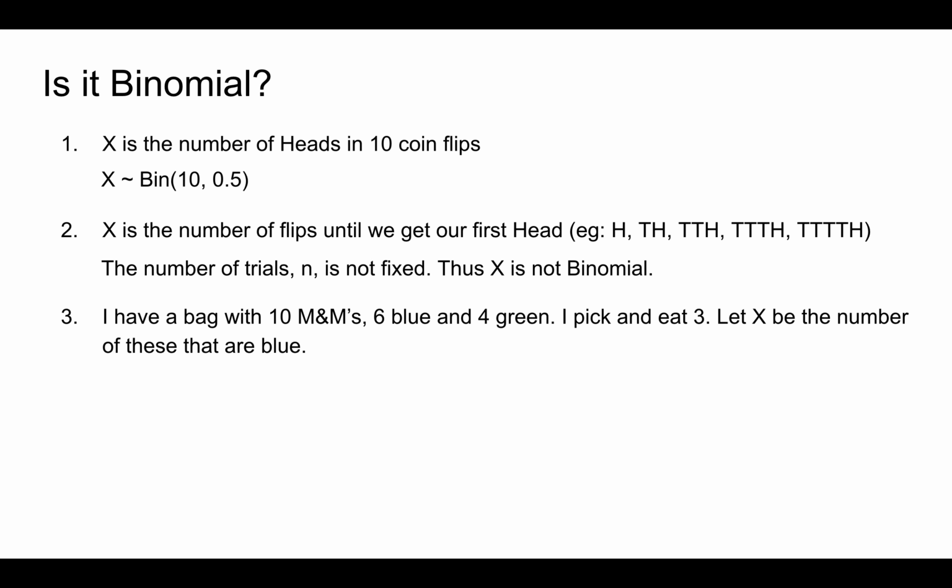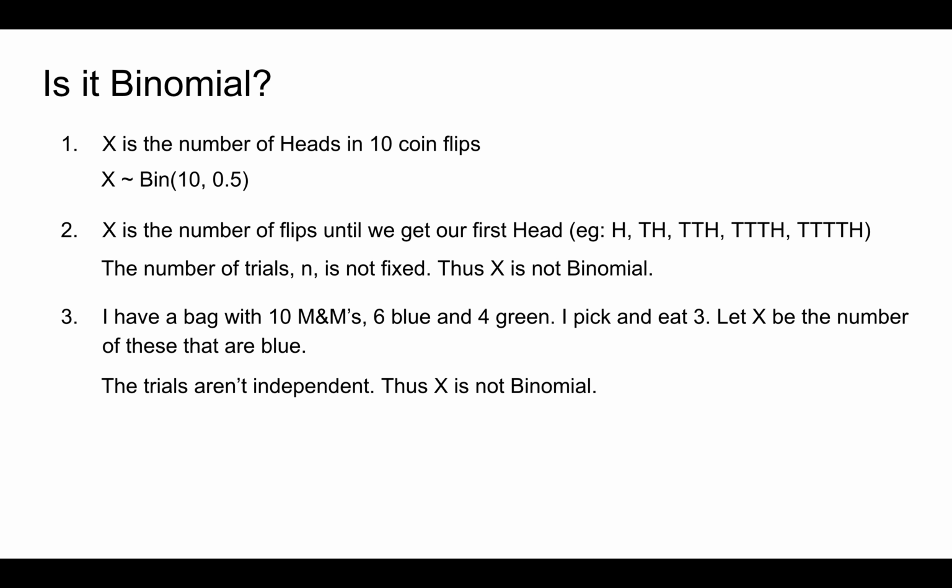Finally, suppose we have a bag with 10 M&Ms, 6 blue and 4 green. Then suppose that I pick and eat 3 of these M&Ms and let x be the number of these that are blue. Now in this case, we do have a fixed number of trials, 3. I take and eat 3 M&Ms. The outcomes of these trials are also binary. I can either eat a blue or a green M&M. However, these trials are not independent, thus x is not binomial.